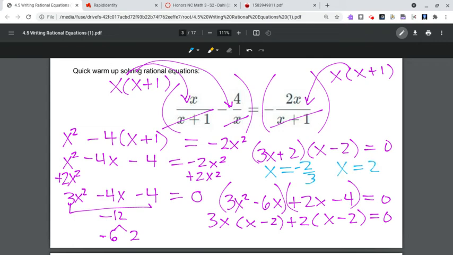You check back in the original equation. If either solution makes the denominator 0, you would reject the solution or both solutions. In this case, neither solution is rejected. Neither solution makes the denominator 0. So your final answer is x equals negative 2/3 and x equals 2.